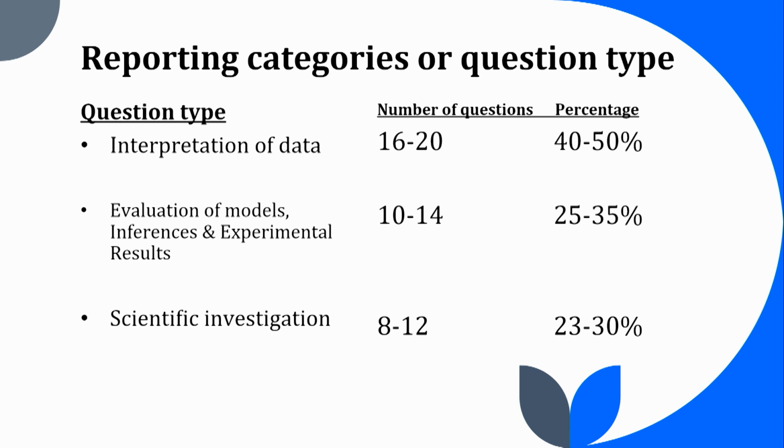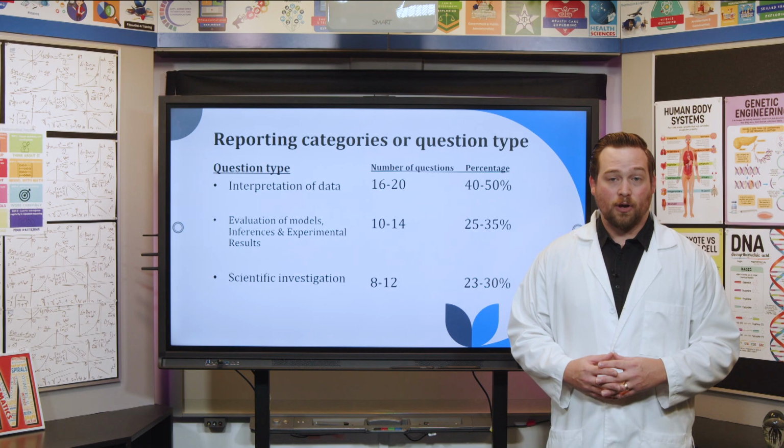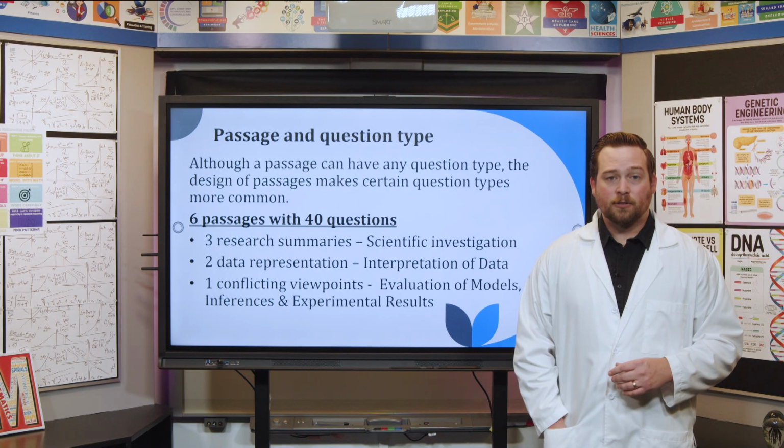Okay. Another type of question you'll get is evaluation of models, inferences, and experimental results. A lot of times this one's asking you about the scientific process. So why did they set a lab up or an experiment up in a certain way? Okay, you'll get about 10 to 14 of these, and that makes up about 1/4 to 35% of the test. And then the questions that are the most rare are called scientific investigations. These make up about 23 to 30% of the test. And we'll talk about these in some more detail as this series goes on, okay? Great. So let's keep it going.